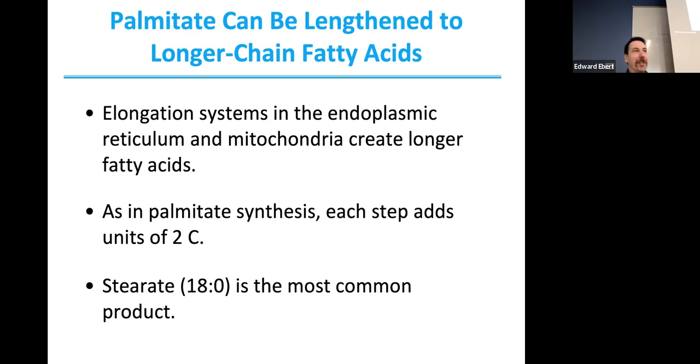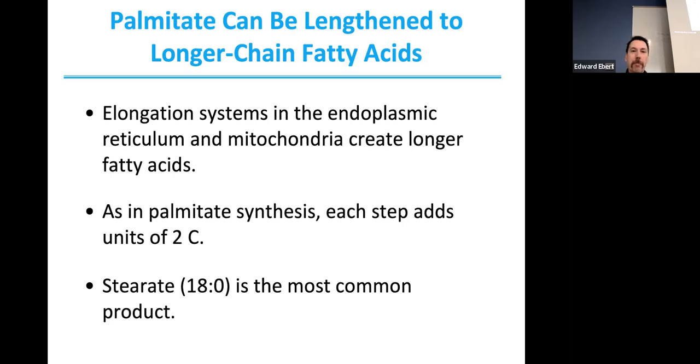We only make palmitate. We make a 16 carbon saturated fatty acid, and that's it. You get one product. Here's your oatmeal that you're going to have for breakfast every day for all year. But maybe we want some variety. All right. So what can we do once we've made the palmitate?